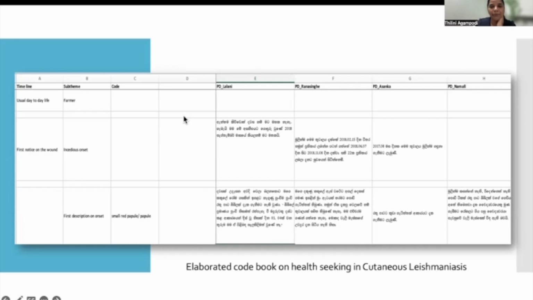But what I wanted to show is, if you are a PhD student or you are doing an MPhil, you need to highlight each and everything that the participants have told, right? So what you can do is, relevant to your objective, you can have the participants with a pseudonymized ID as columns, right? You have the code here, right? This is about CL. So people say that CL has an insidious onset.